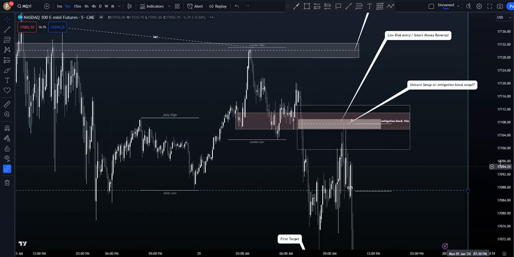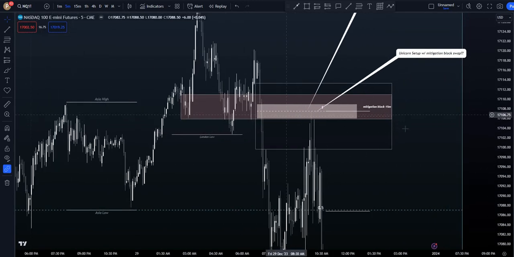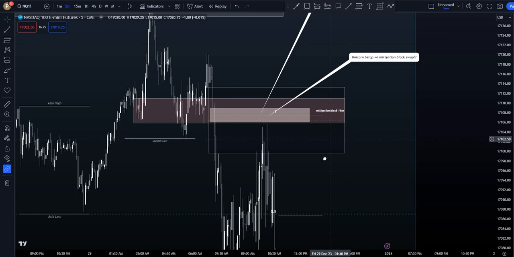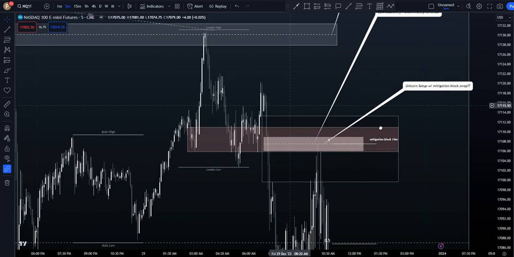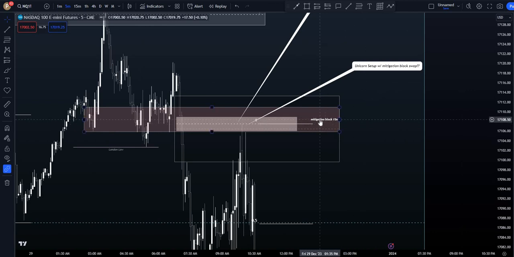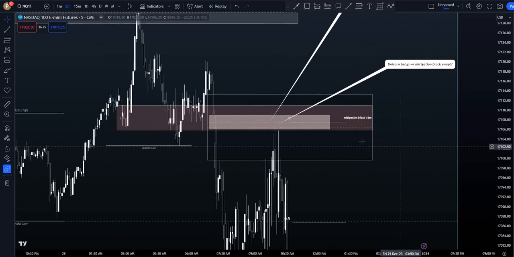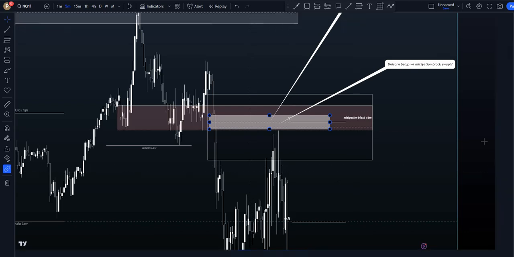Now, this would still be considered a unicorn setup with this 5-minute fair value gap inside the mitigation block, because it is still considered some sort of breaker. We just do not have liquidation. So this mitigation block will be acting as the higher time frame PD array for the fair value gap to sit inside. So this would be our unicorn setup for today. Entering here at the open of the gap right here. This would be our first entry.